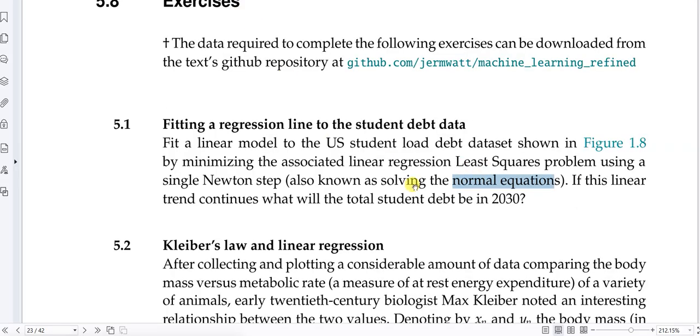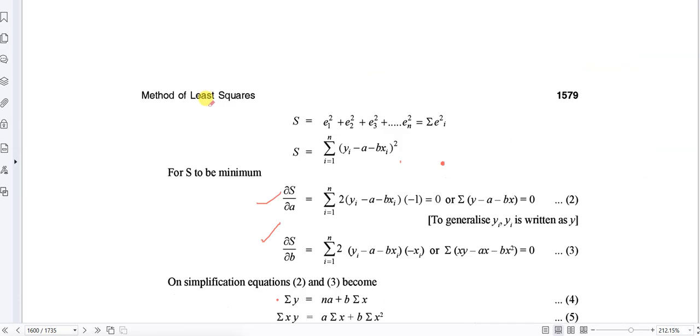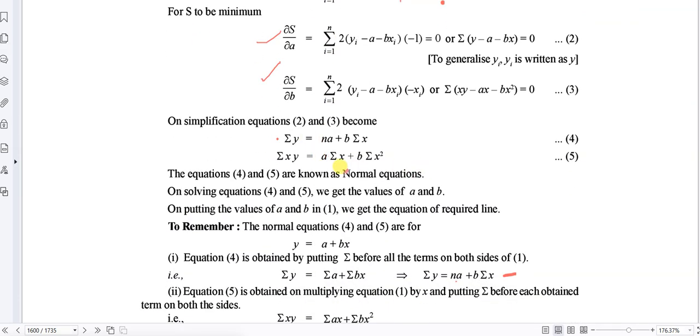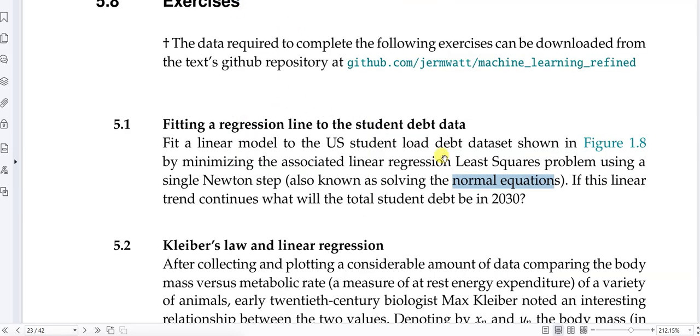So this is also known as the normal equations. Those normal equations are nothing but sigma y equals na plus b sigma x, and sigma xy equals a sigma x plus b sigma x square. These are known as the normal equations. If the trend continues, what will be the student debt in 2030? If it keeps following the same trend in 2030, it's extrapolation. That is what it is asking.